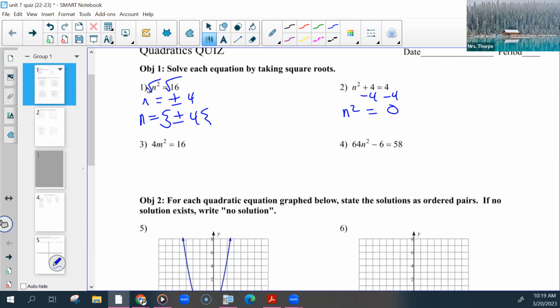In number two, you would subtract 4 from both sides, take the square root. In this case, this is the only case you do not need a plus or minus because there is no such thing as a positive and negative zero. It's just 0. So if you put plus and minus, it didn't take points off, but for 0 only, you don't need plus minus.